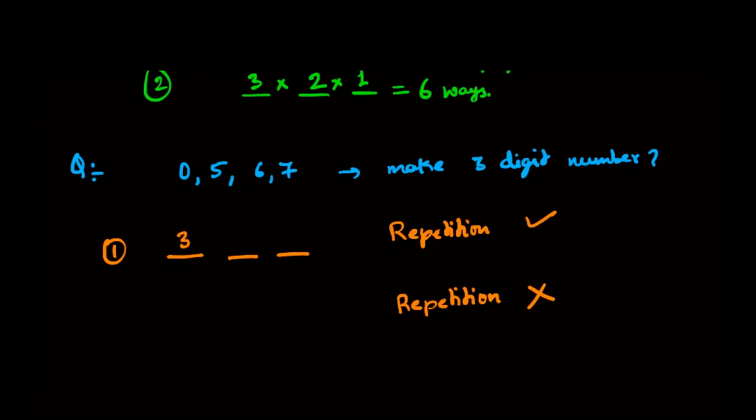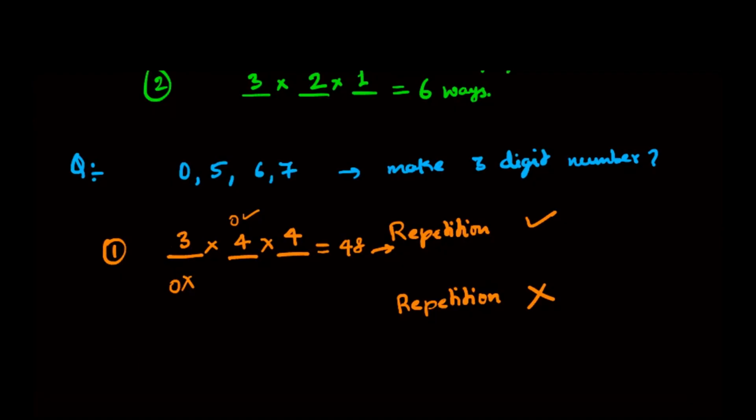Now, how many digits are there to fill the second place? Here, 0 can come now. Okay, so now 4 digits are there, either 0, 5, 6, 7, because repetition is allowed. So any of the 4 digits I can fill in the second place. Similarly, any of the 4 digits I could keep in this. So only 0 cannot come in this place. So what is my answer? 3 times 4 times 4. Basic principle of counting, right? So that becomes how much? 16 threes are 48. So answer for the with repetition is 48.